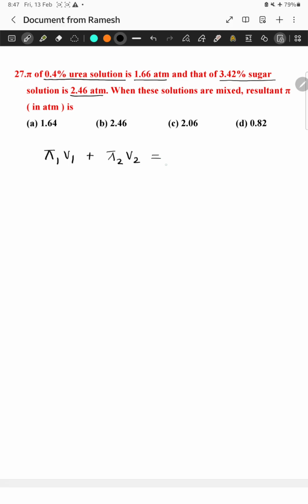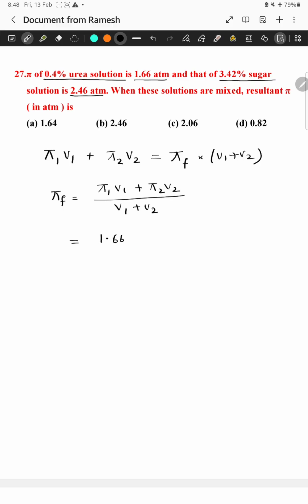So that should be equal to the final osmotic pressure, that is pi F into, so volume will be obviously V1 plus V2. So initial volumes V1 and V2, if you add these, you will get final volume. So now we want final osmotic pressure pi F. So therefore the formula becomes pi 1 V1 plus pi 2 V2 divided by V1 plus V2. So now what is the first osmotic pressure? 1.66. What is V1? V1 they have not mentioned directly here.